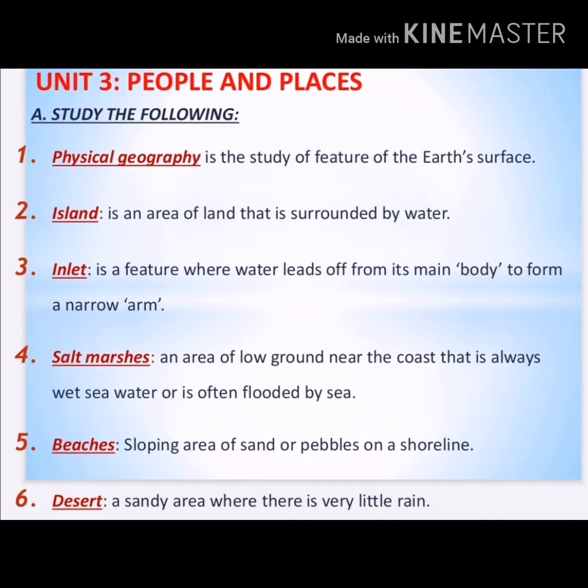Beach. A beach is a sloping area of sand or pebbles on a shoreline. That one you're going to find in so many places, like near the ocean, near the sea, we have beaches.